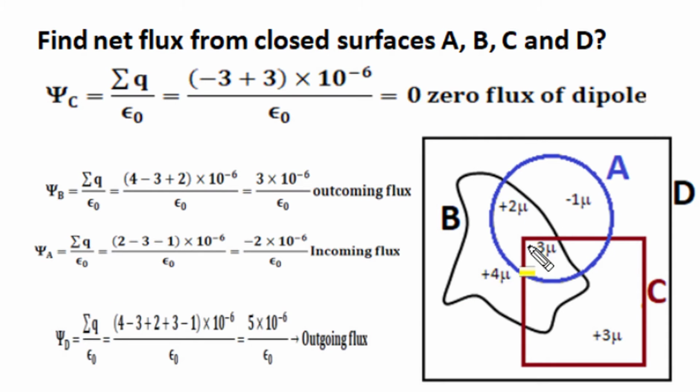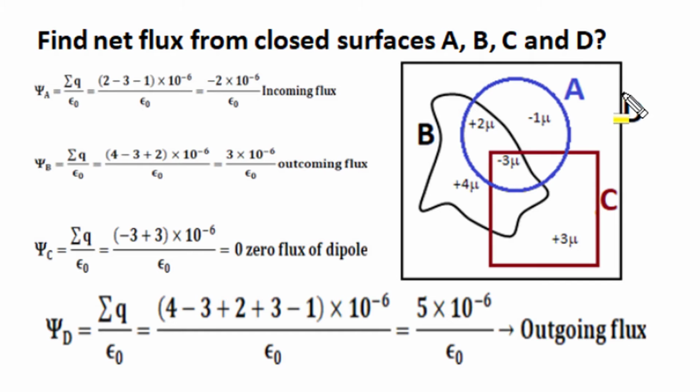Now consider this brown cubic surface C. In this closed surface, the enclosed charges minus 3 microcoulomb and plus 3 microcoulomb are equal in magnitude and opposite in polarity. Such a charge configuration is also known as a dipole, and this dipole has net charge 0. So the total amount of enclosed charge is 0, so the net flux across this cube C would be 0.